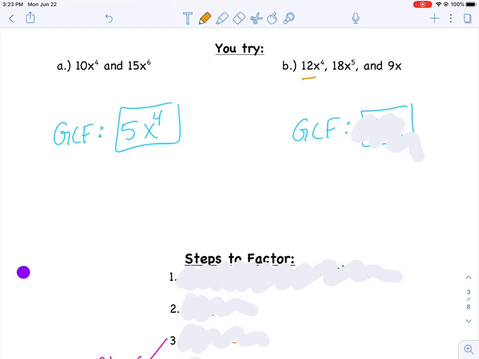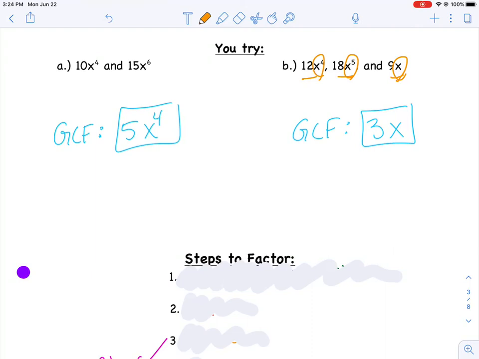All right, here's one with 3 different polynomials, and we want to find the greatest common factor. So what's the biggest number you can divide into 12 and 18 and 9? I got 3. 3 is the biggest number that I can divide into all 3 of those equally. If I have x to the 4th and x to the 5th and just an x here, what's the biggest amount of x's I can take out of each of them? Or what do they have in common? Well, the biggest amount that they have in common is just x to the 1st. So our GCF for those 3 polynomials would be 3x.